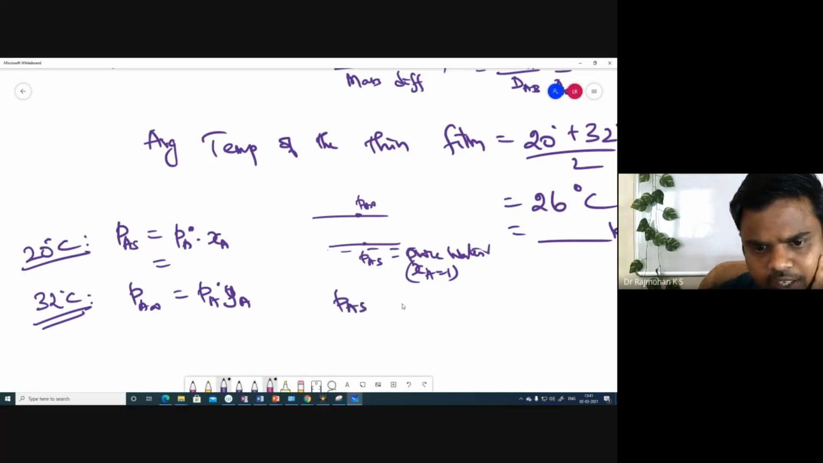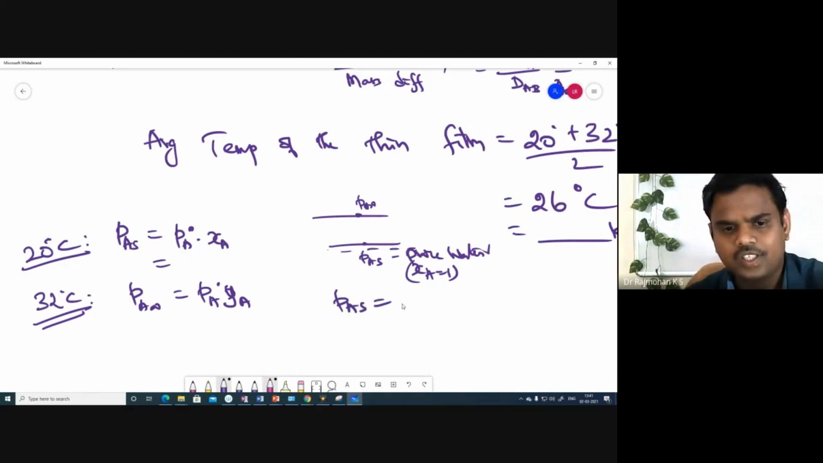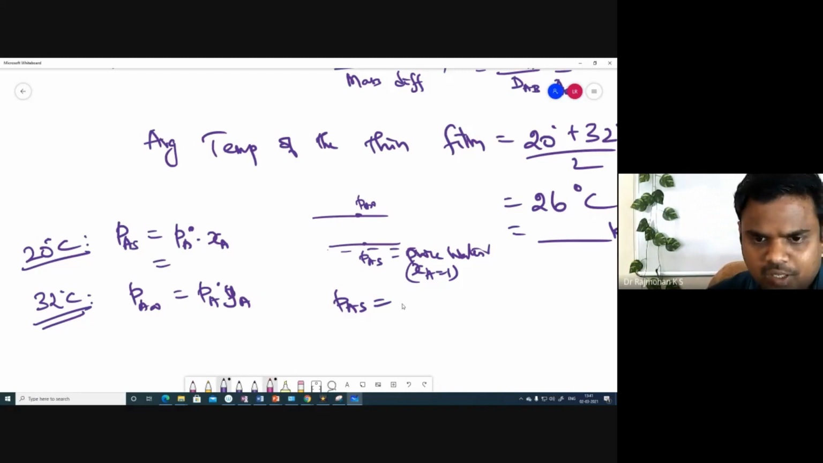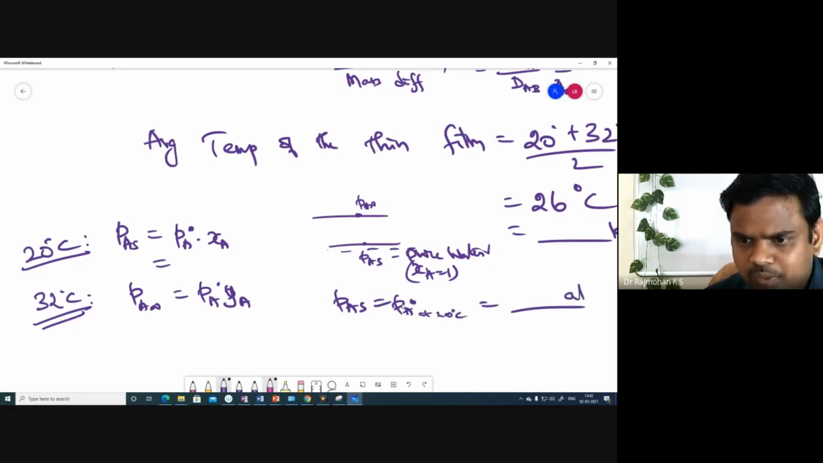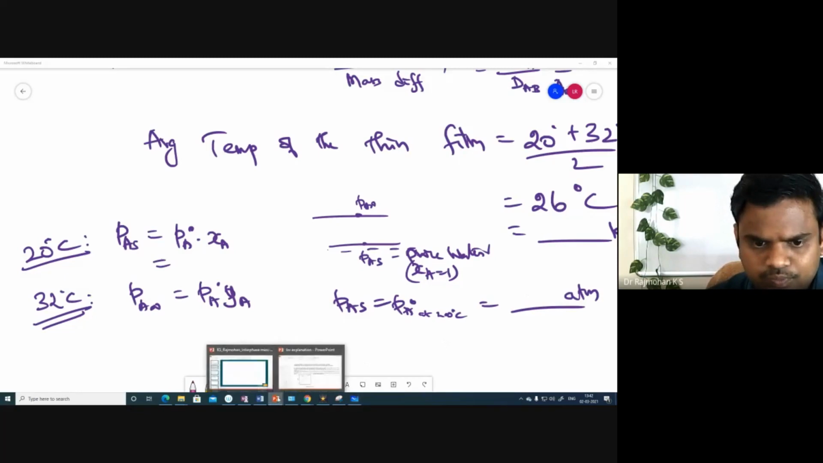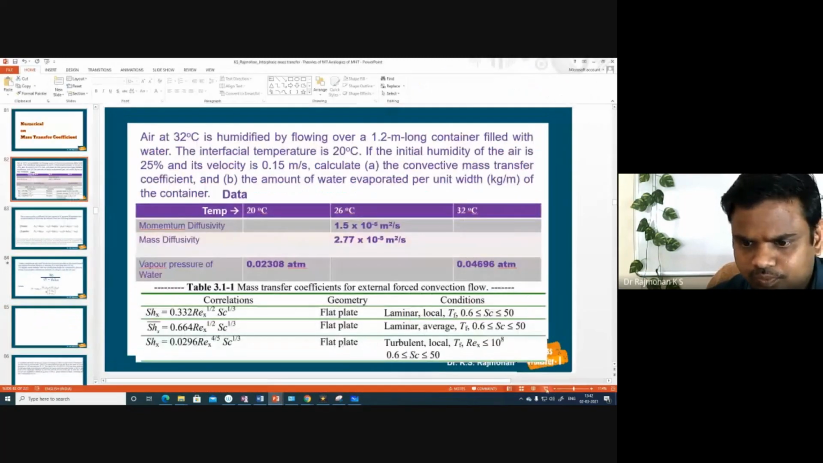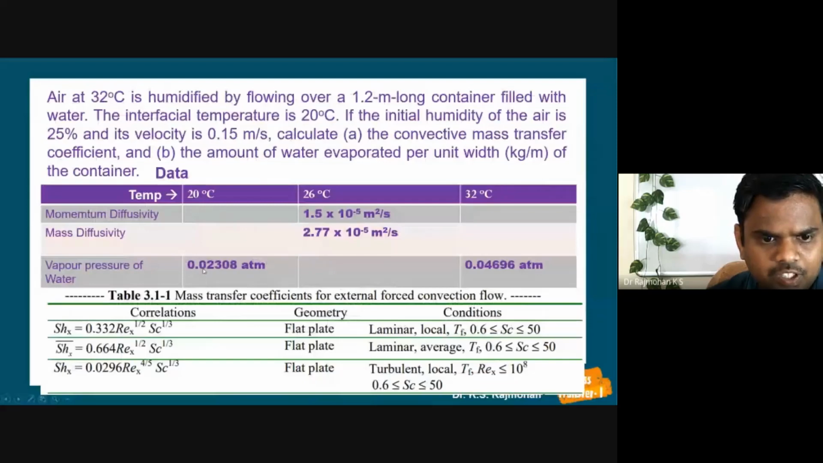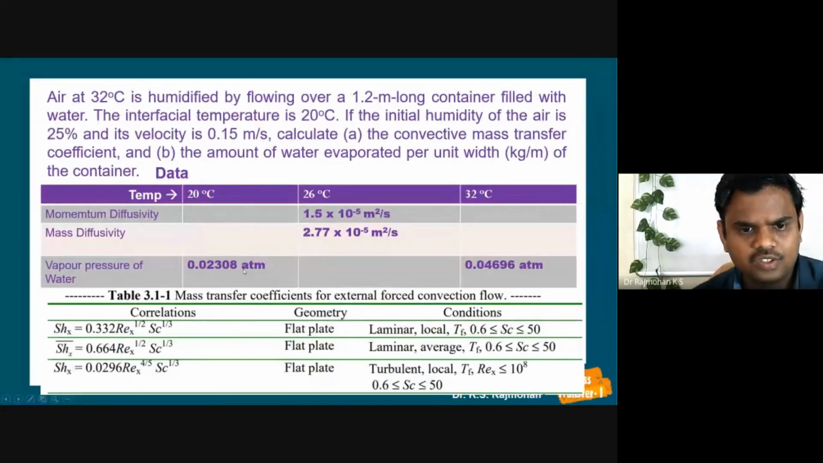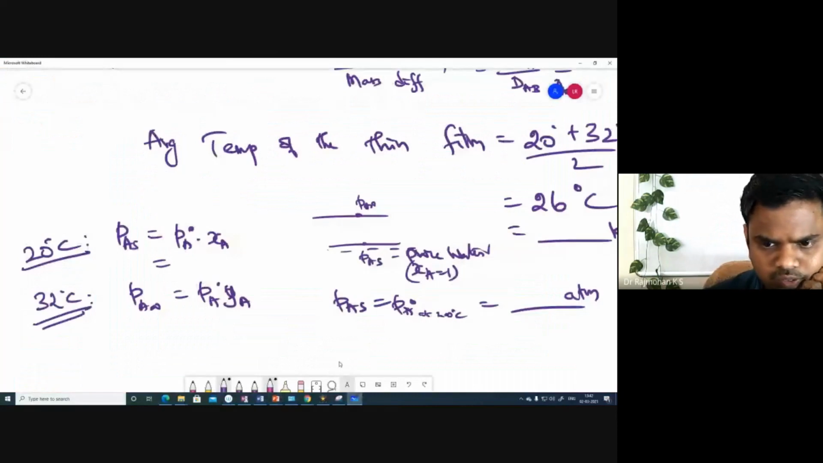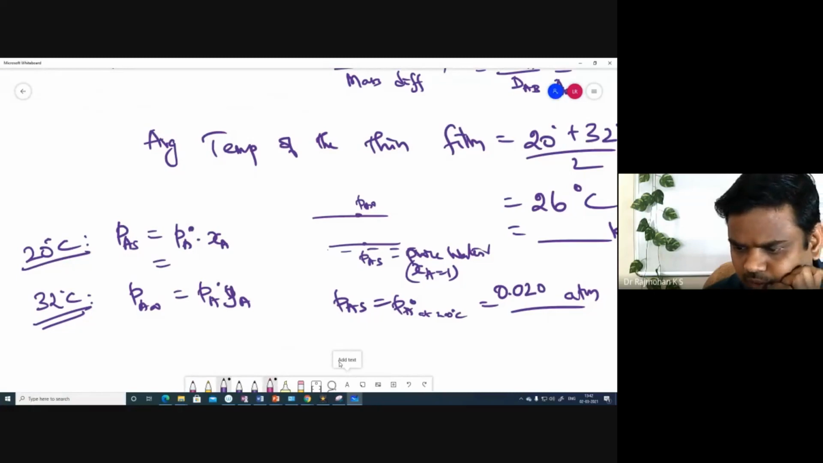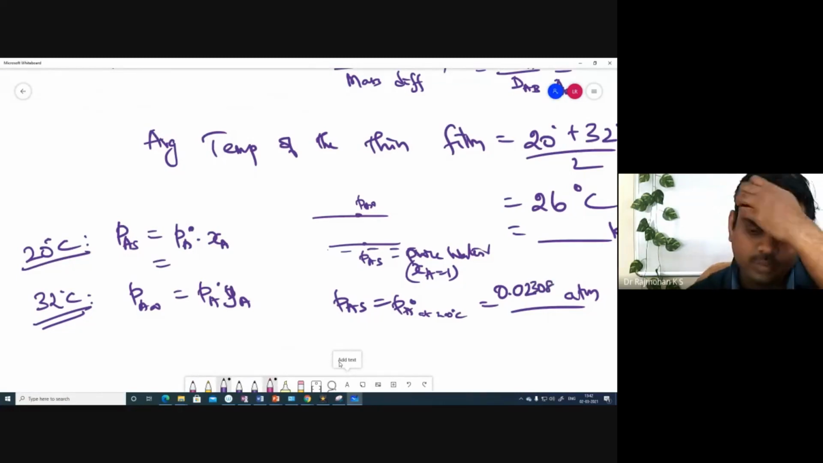So we can write what PAS is. That is one way. PA1 or PAS can be determined, and is equal to PA naught given at 20 degrees Celsius. So whatever is given, please refer to the table. In the problem, the vapor pressure is 0.02308 atmosphere, right? So this much atmosphere we have.